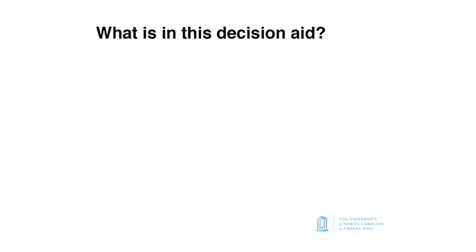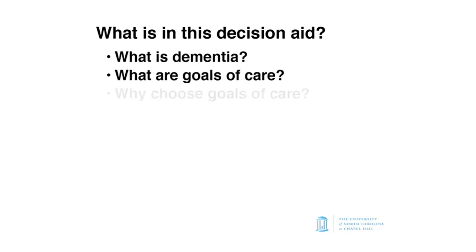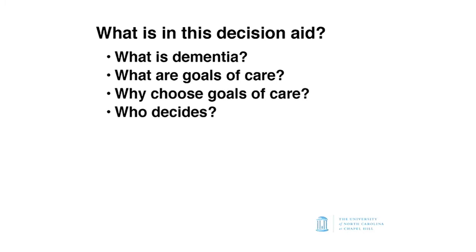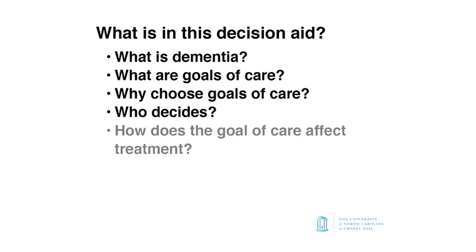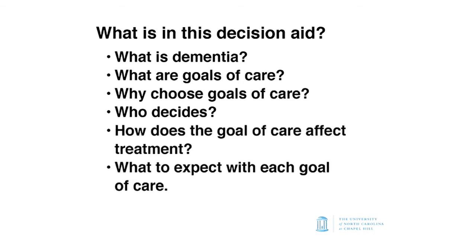What is covered in this decision aid? This decision aid will define dementia, describe goals of care, explain why it is important to choose goals of care, discuss who decides, address how goals of care affect treatment, and what to expect with each goal of care. The decision aid will also discuss how personal goals might play a role.